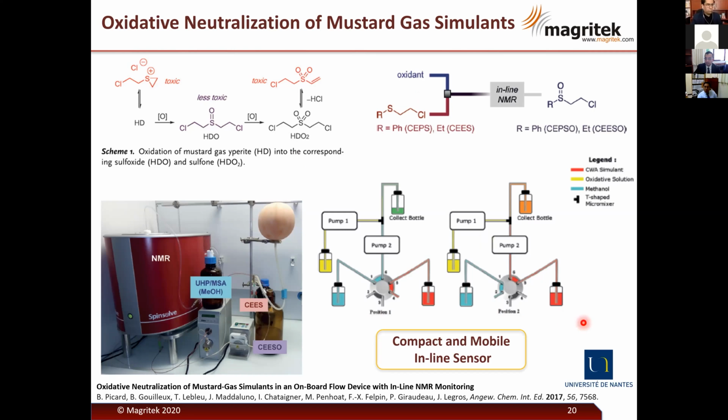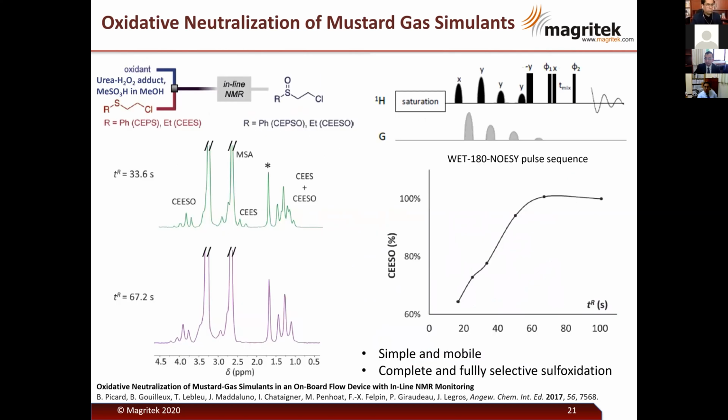So the fully selective sulfoxidation of mustard gas simulant, CEES or CEPS, can be carried out with a mixture of oxidants consisting of urea and hydrogen peroxide adducts, and methanesulfonic acid and methanol. They employ a Taylor NMR pulse sequence, the WET 180 NOESY pulse sequence, to suppress the multiple solvent resonances at low magnetic field under the flow condition.